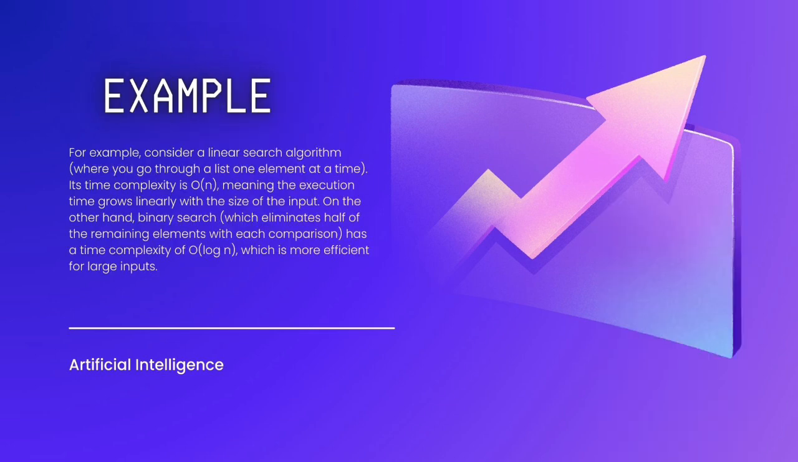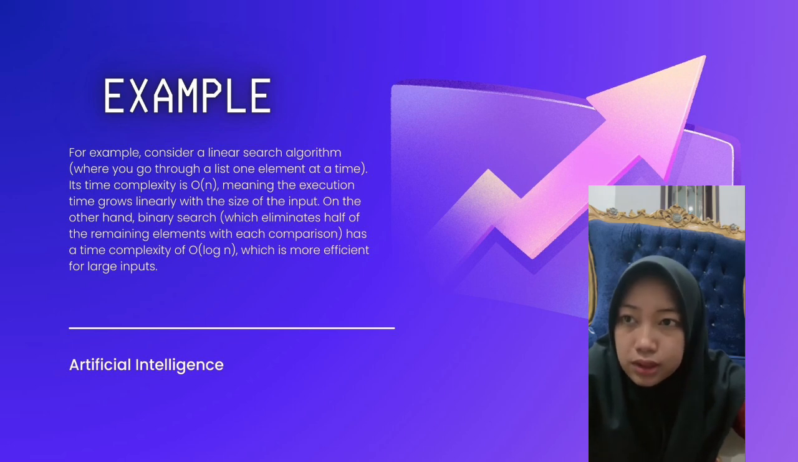input size increases. For example, consider a linear search algorithm, where you go through a list one element at a time. Its time complexity is O(n), meaning the execution time grows linearly with the size of the input. On the other hand, binary search, which eliminates half of the remaining elements with each comparison, has a time complexity of O(log n), which is more efficient for a large input.